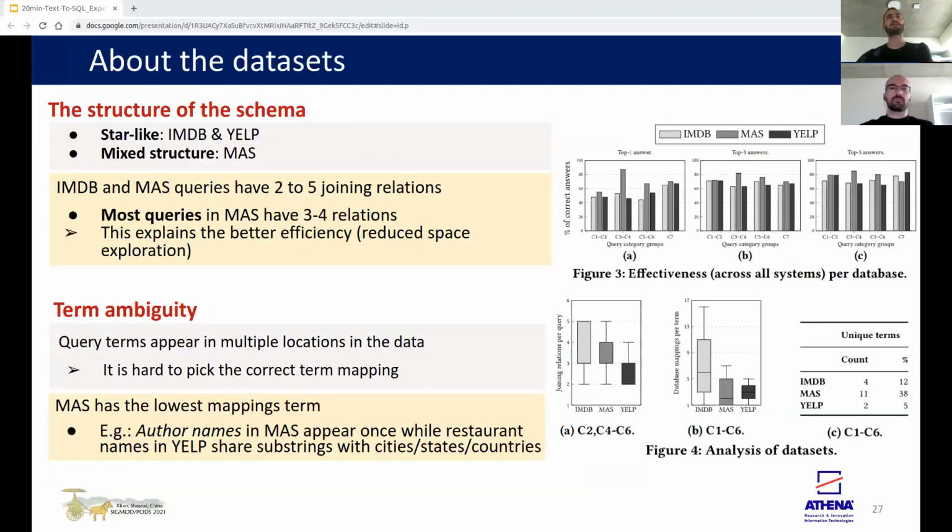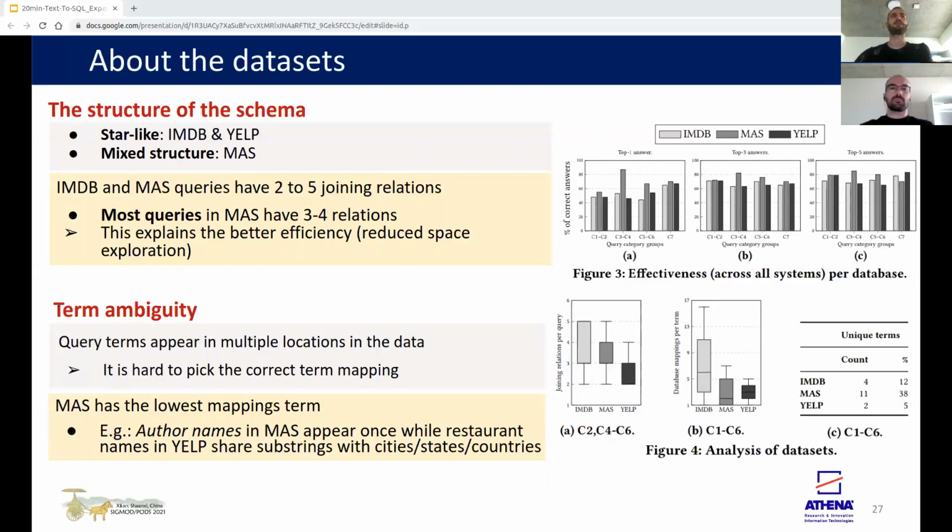By exploring the dataset characteristics used in our analysis, we can get a better intuition about the performance of the systems. As mentioned before, we used three databases, namely IMDb, MAS, and Yelp. Analyzing their structure, we see that IMDb and Yelp follow a star-like schema, while MAS is more of a mixed structure. Queries in IMDb and MAS use between 2 and 5 relations, but for the latter, most of the queries use 3 to 4 relations. This means smaller exploration space and thus better efficiency.